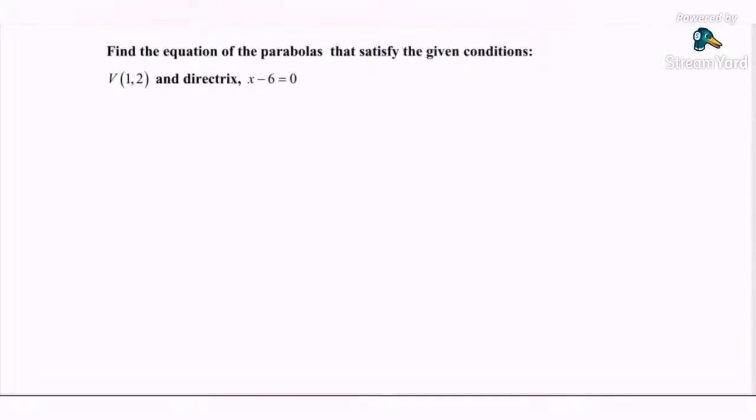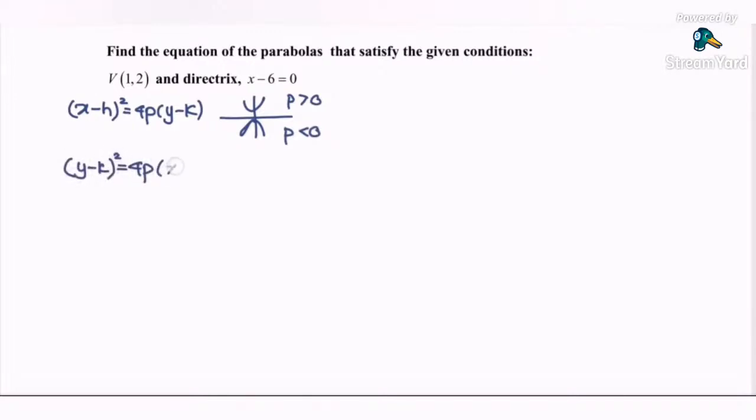So again, state the formula. So (x - h)^2 = 4p(y - k). The situation will be open up and down, where p is greater than 0 if open upward, p is less than 0 if open downwards. Next, (y - k)^2 = 4p(x - h). The situation will be open left and open right, and p less than 0 if open left, p greater than 0 if open right.